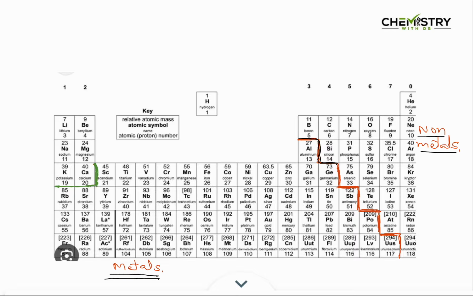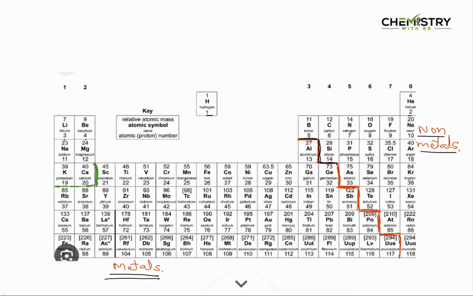Now, how are the elements arranged in this periodic table? According to their atomic number. So the first element in the periodic table is hydrogen, which has an atomic number of 1, which means it has got 1 electron. Second element is helium, which has got 2 electrons. Then third is lithium, beryllium and so on. So you see it's arranged as per the atomic number.